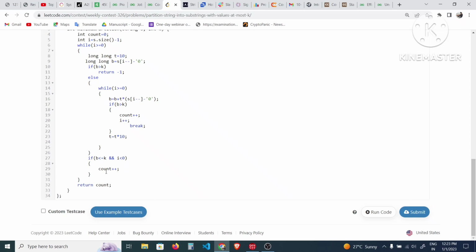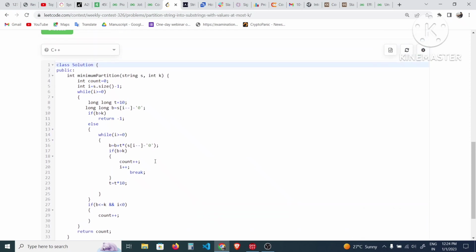So then you need to do count plus plus, because that will be the last substring, and the loop is already over, and we have not counted it because it is inside this. So for counting that, you just need to add this last one, and then you just need to return this count. So this is the whole code for this question, and I hope you have understood.